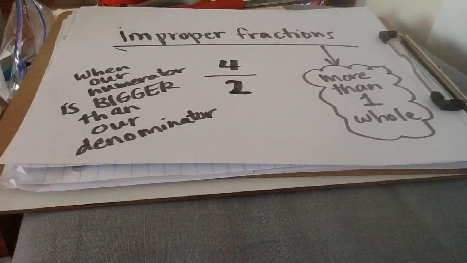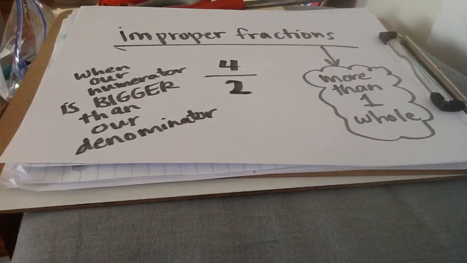Hi team, you should have just filled out your fraction names for those four models. Now we're going to look at some improper fractions. We worked on these a lot, but I've been noticing that some of us are forgetting how to name our denominator when we're looking at improper fractions.